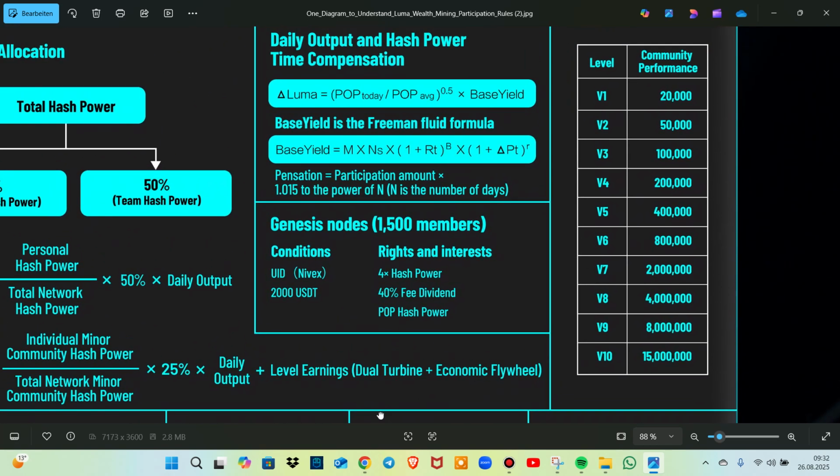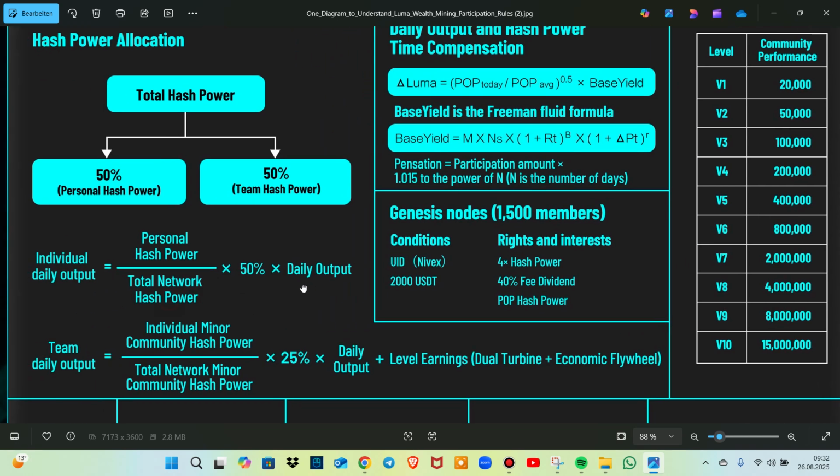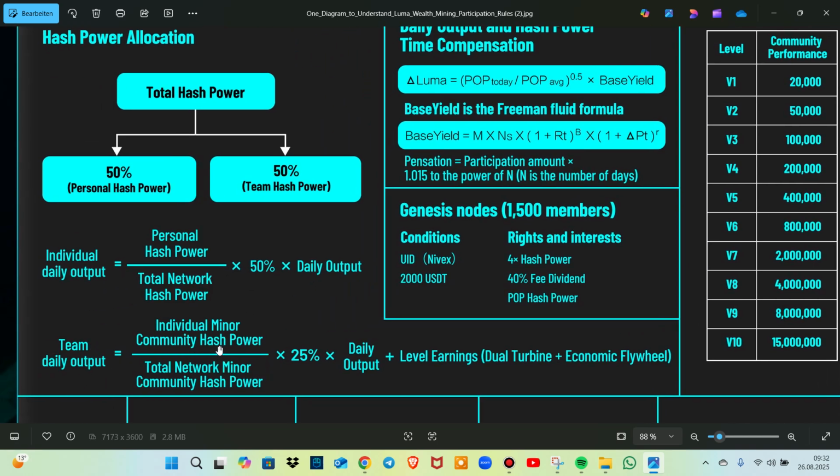So on the right hand side, you will see the different community levels. So you got V1, which is 20,000 USDT. You got V2, which is 50,000 USDT, and you basically earn from your miner community hash power. So what does that mean? So if you have, for example, three different teams, one has 50K, one has 20K, one has 30K, you will not earn from your 50K team. You will not earn from your biggest team, right? You will only earn from the remaining team.